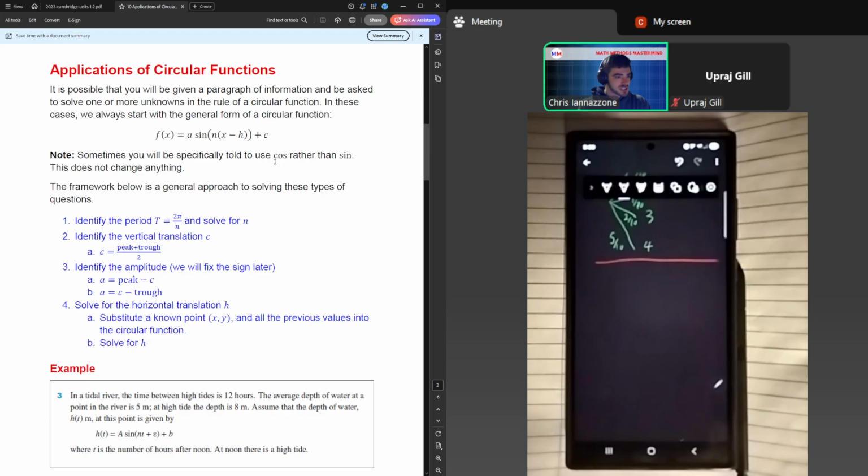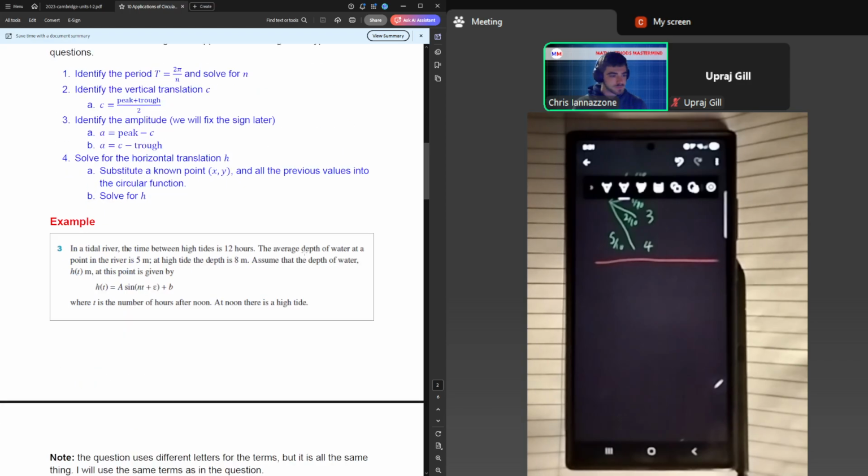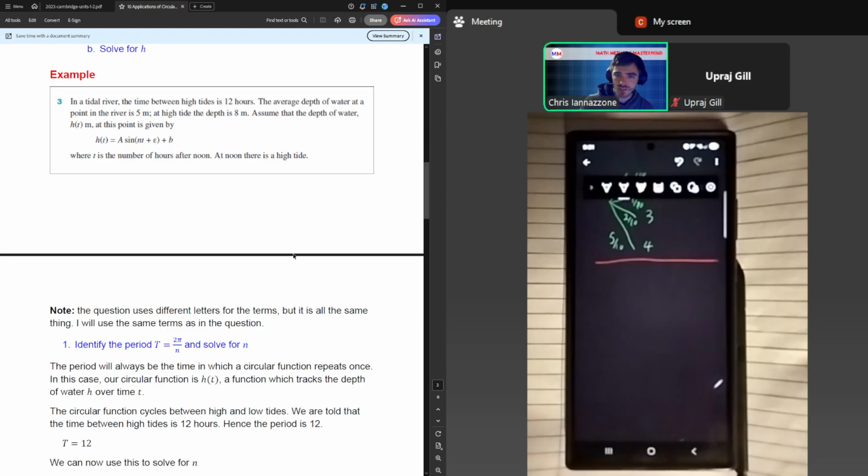The vast majority of what happens with application style questions, at least in the context of circular functions, is that you'll be given some kind of generic circular function to work with, and your goal is to figure out what all of the variables in that circular function are based on the information you're provided with. There's a whole bunch of ways you could do this. I've given a framework that tells you, more or less in order of ease, how to get those variables. For instance, it's usually pretty easy to solve for n because you just need to figure out the period of your circular function, and you can back solve for n. Then there are a few other steps in order. It's easier to have a look at an example and see what that looks like.